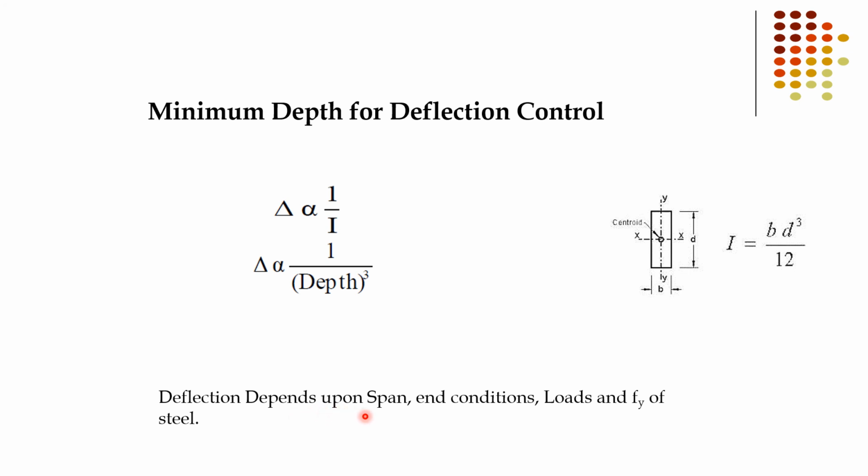Deflection depends upon span, end conditions, loads, and Fy of steel. All things matter, but the one most important for the design of concrete beams is the depth of the section. So if the depth of the section is more, then less deflection will appear. Okay, here you can see B D cube over 12 in the moment of inertia. If you have a large depth, then you will get more moment of inertia. When you have more moment of inertia, you will get less deflection.